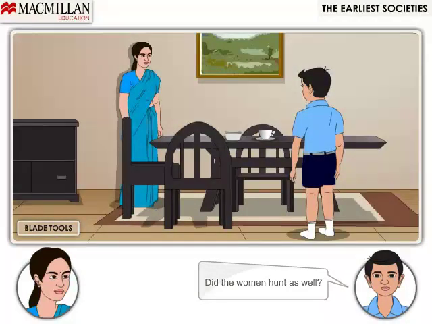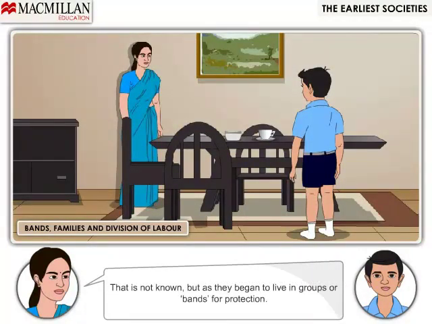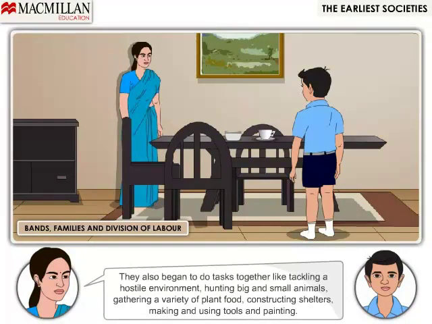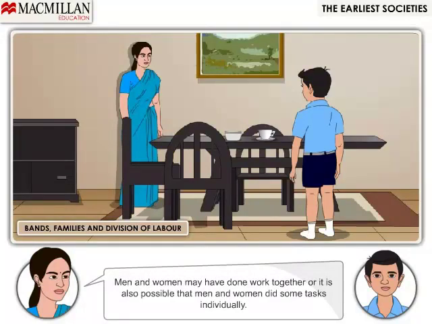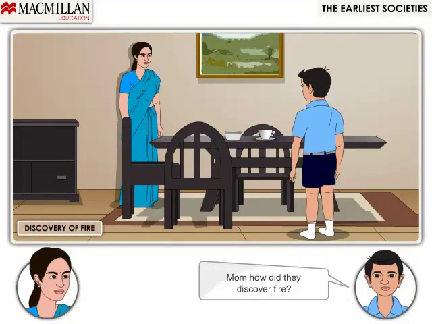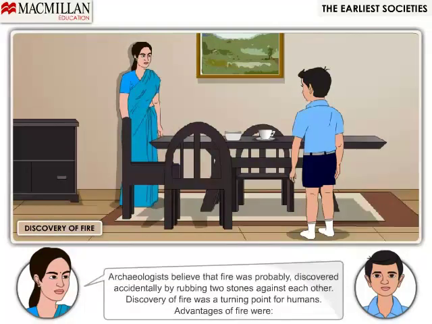Did the women hunt as well? That is not known, but as they began to live in groups or bands for protection, they also began to do tasks together like tackling a hostile environment, hunting big and small animals, gathering a variety of plant food, constructing shelters, making and using tools and painting. Men and women may have done work together, or it is also possible that men and women did some tasks individually. Mom, how did they discover fire?